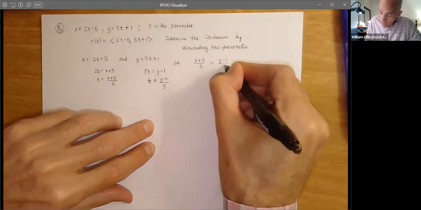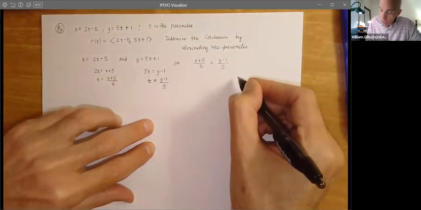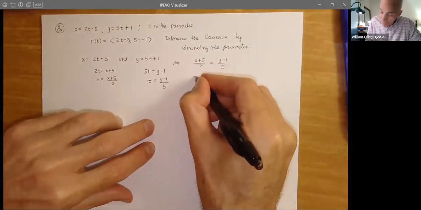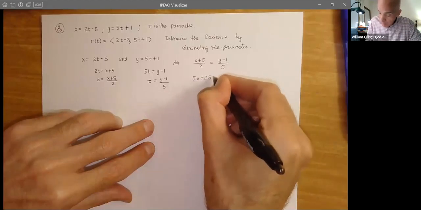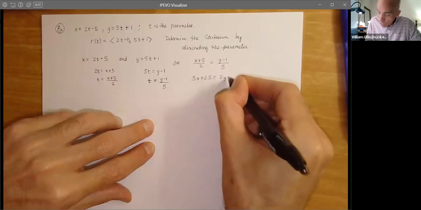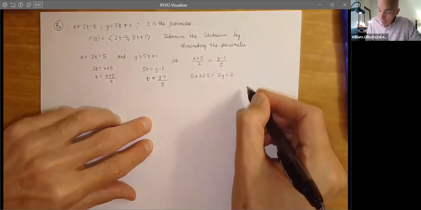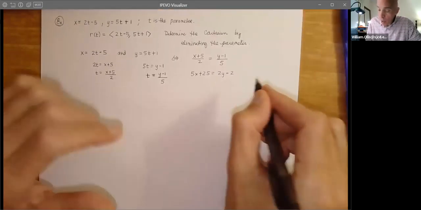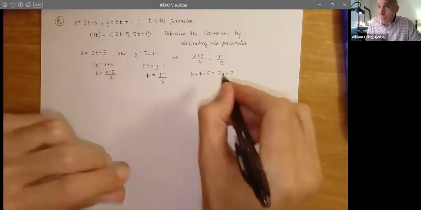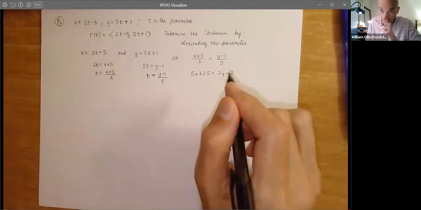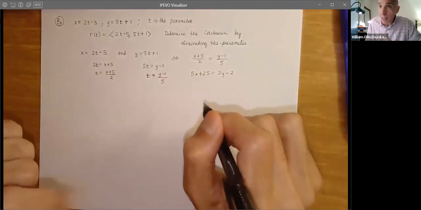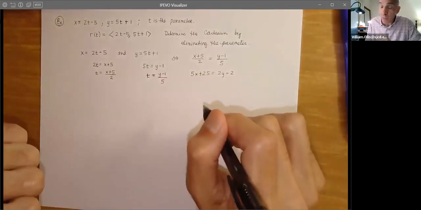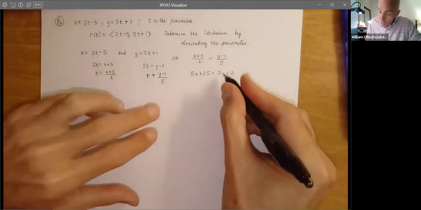Now, when you look at this, you're thinking we've got two equations for the variable t, so we can equate them. So equivalently, x plus 5 over 2 equals y minus 1 over 5. So how could it be any easier? So let's just cross multiply. We get what? 5x plus 25 equals 2y minus 2.